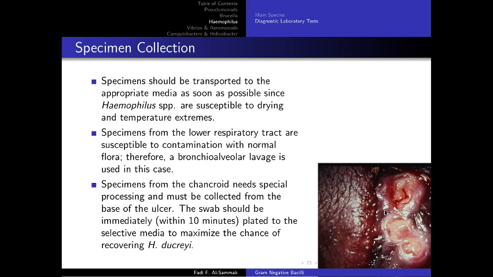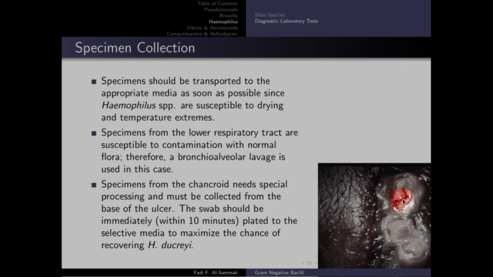Now, in case of Haemophilus ducreyi, which is responsible for the chancroid, in this image you can see the chancroid. It's very important to take this specimen from the base of the ulcer, not from the margin. And the swab should be immediately, within 10 minutes, plated to the selective media to maximize the chance of recovering Haemophilus ducreyi, the causative agent.